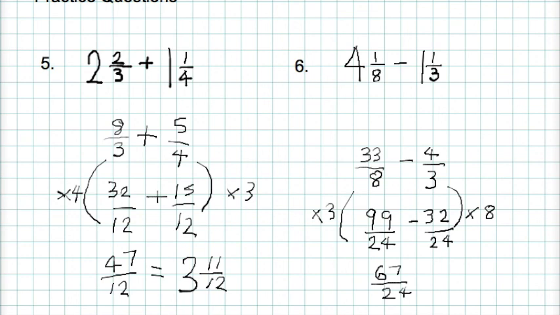How many times does 24 go into 67? Well, 24 goes into 67 2 times. 2 24s are 48, so we have 19 left over, and we write that over 24.